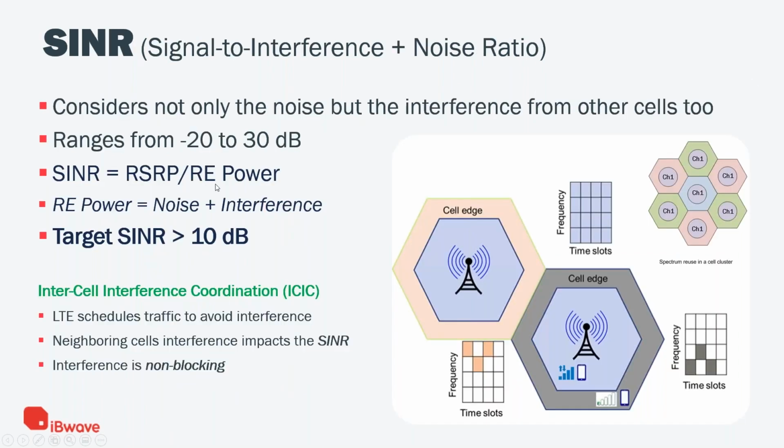And we calculate the power. This power is the noise and interference. So what is my noise level, the ambient noise? And what is the interference from anybody else transmitting in that resource element for that resource block, so that we get the SINR. And then usually we want higher than 10 dB.